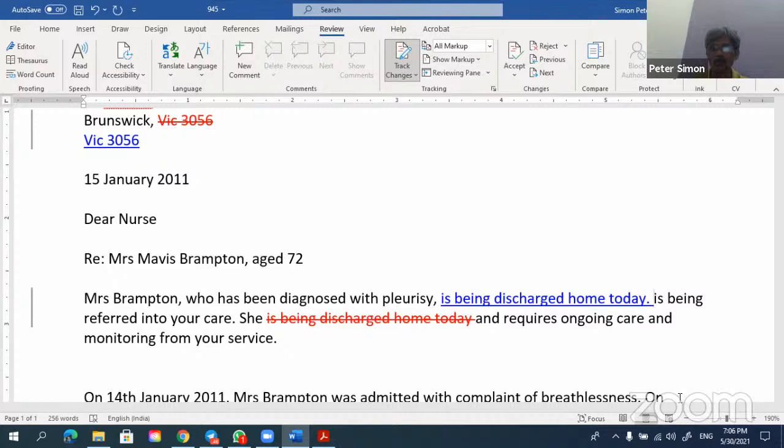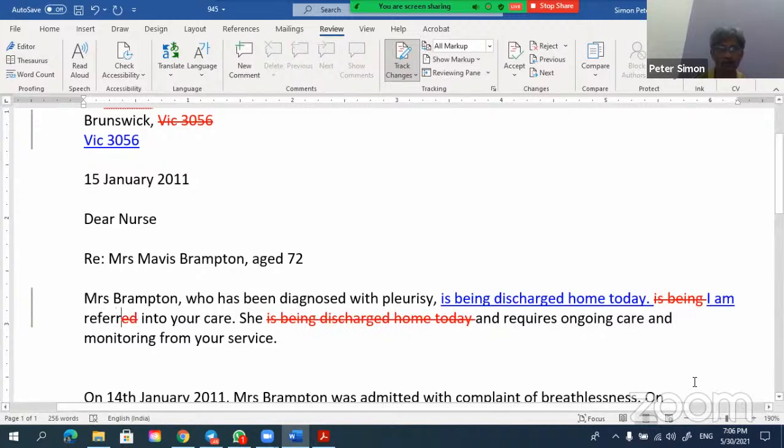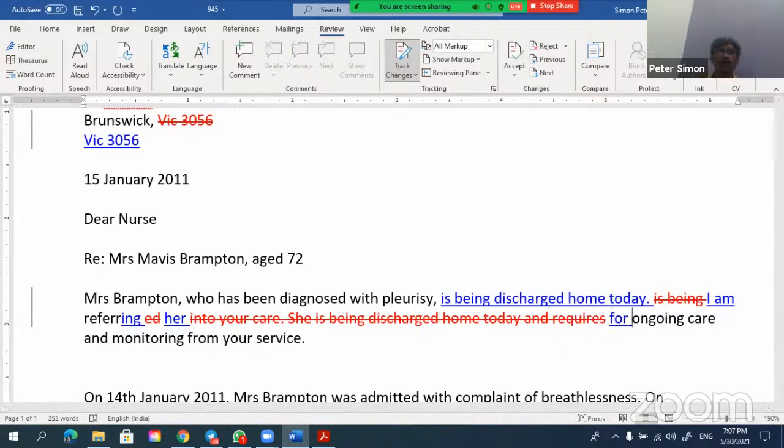Now, this one cut off. I am referring her into your care, your service, both are the same. Instead of she, say her. Finished. I am referring her for ongoing care and monitoring from your facility or service or care, whatever you want to write. Two sentences. Mrs. Brampton, who has been diagnosed with pleurisy, is being discharged home today. I am referring her for ongoing care and monitoring from your service. Finished.